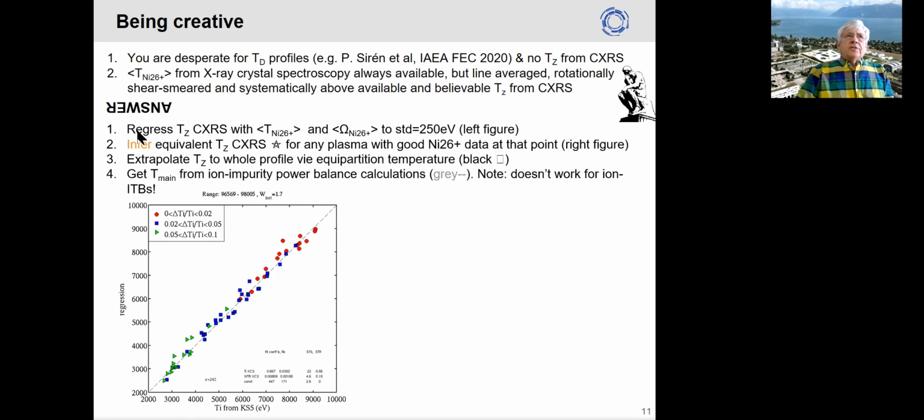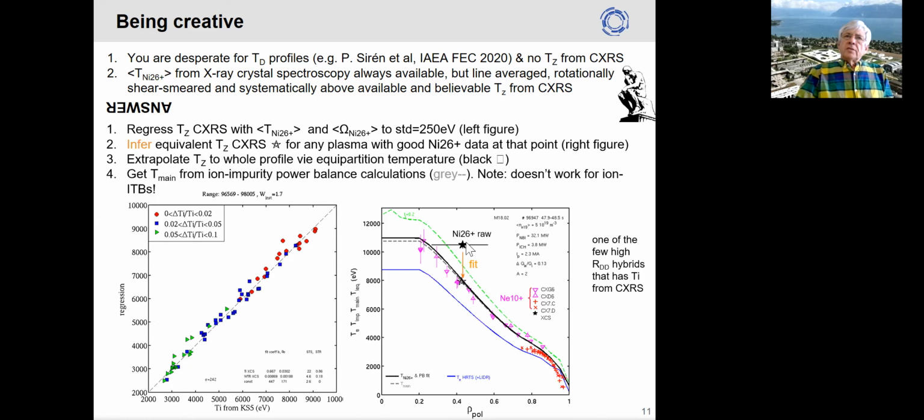Now, what's the answer? Well, the answer is to regress the charge exchange temperature when available, still available quite a few times, with the nickel temperature and the nickel rotation. You can see that you get a very good fit with a standard deviation of 250 eV, when the highest temperature here goes to 9 keV. Then, in the second step, for any measured nickel temperature, you can make this correction based on the fit coefficients and find a corrected one, which is shown here with the open star.